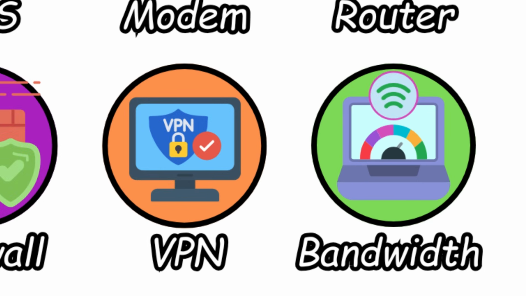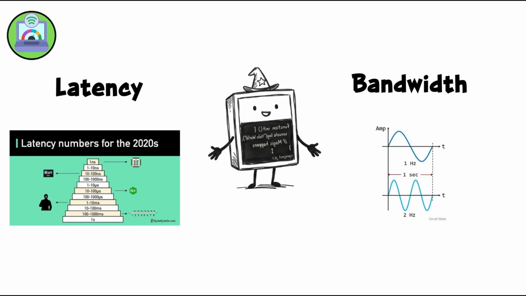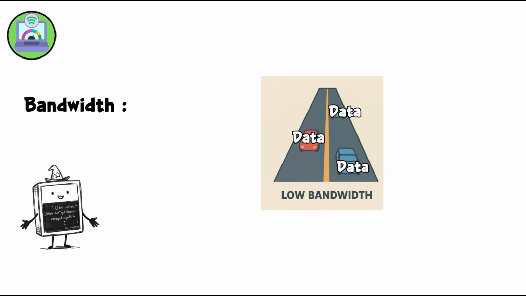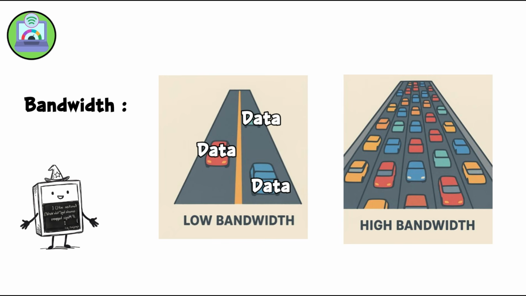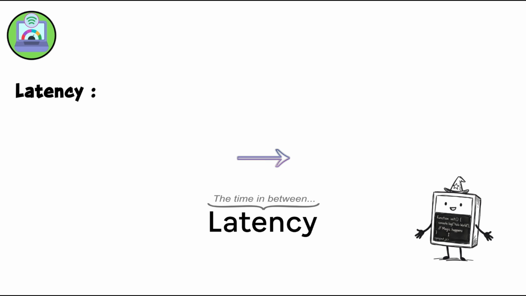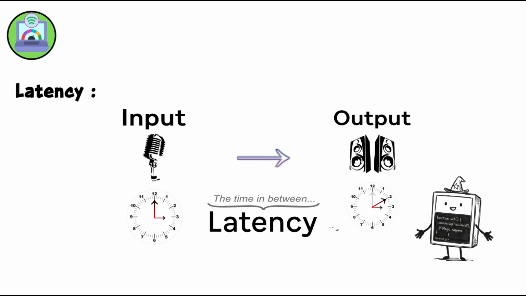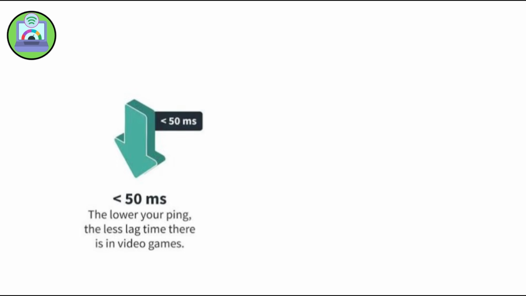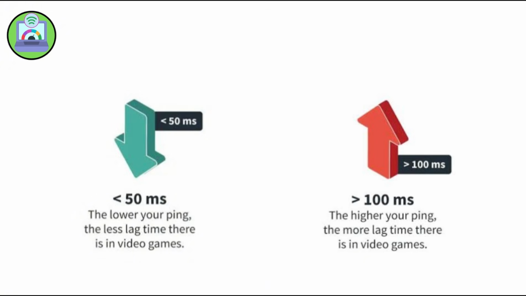Bandwidth and latency. These are the two numbers that actually determine how your internet feels in real life. Bandwidth is how much data can move through your connection at once. A higher bandwidth means more data, faster downloads, smoother 4K streaming. Latency is how long it takes for data to travel from your device to its destination and back. It's measured in milliseconds and often called ping. A low latency connection feels instant and responsive. A high latency one feels laggy, even if your bandwidth is technically high.